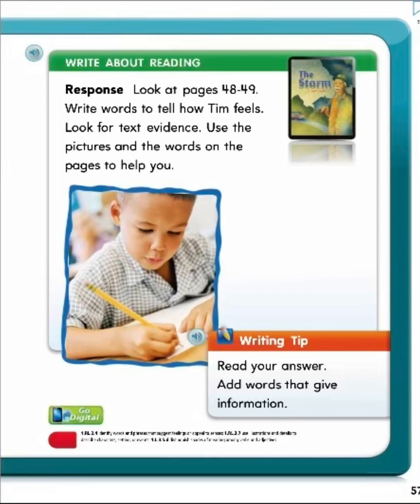Write about reading. Response. Look at pages 48-49. Write words to tell how Tim feels. Look for text evidence. Use the pictures and the words on the page to help you. Writing tip. Read your answer. Add words that give you information.